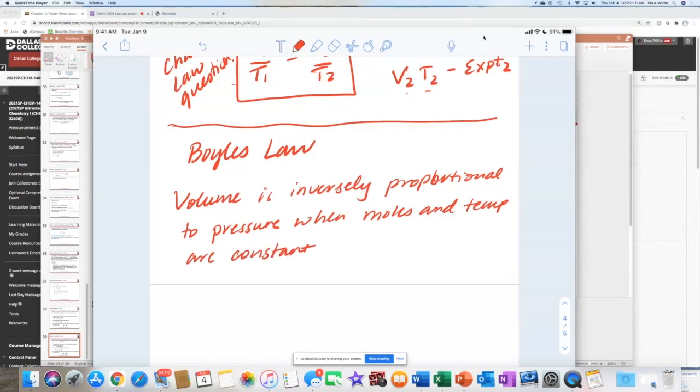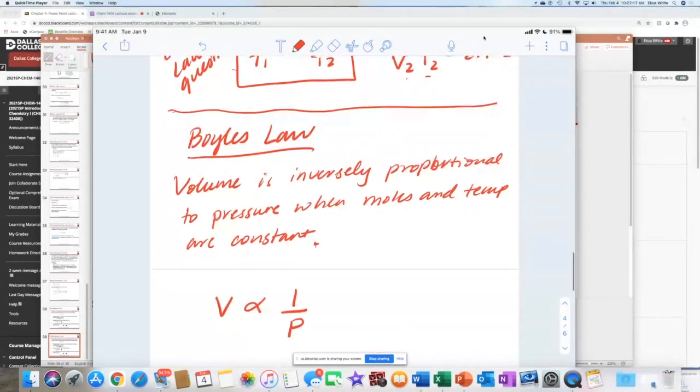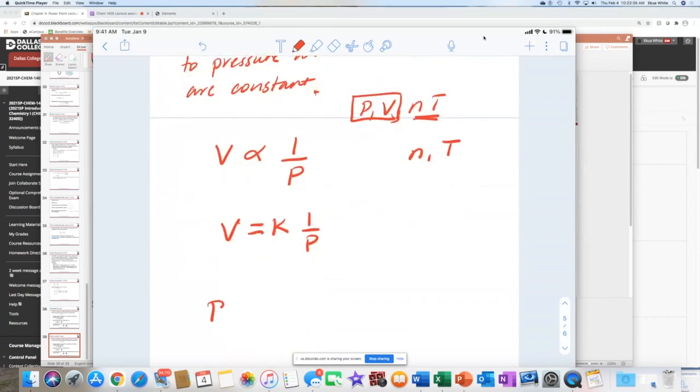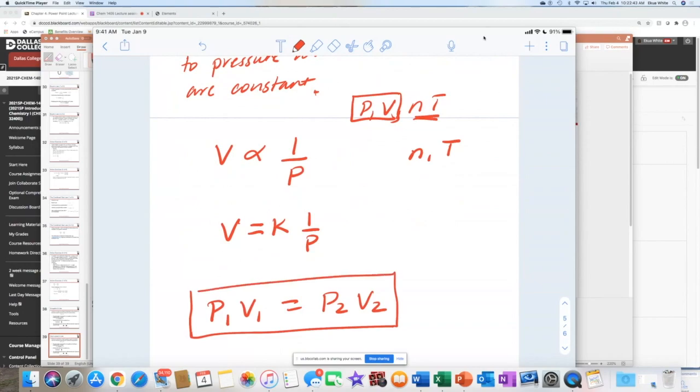So I'm giving the simpler version of this. Volume is inversely proportional, and I'm going to say inversely is 1 over P, to pressure. Number of moles and temperature are constant. Remember, we're always looking at P, V, and T. We're relating these two, and the remaining two have to be constant. V equals K times 1 over P, so we end up with P1 V1 equals P2 V2. For Boyle's law, we'll use this equation.